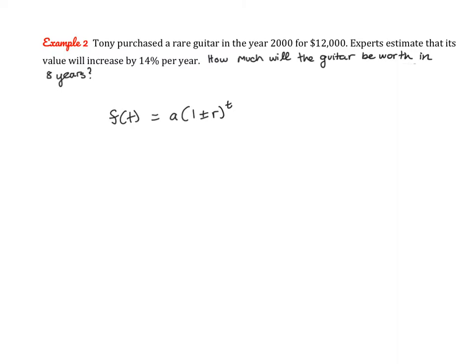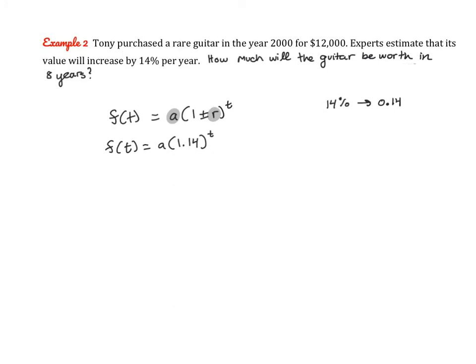So first we need to start by making the model. To make the model, we need to find the a and the r value. The r value we are given, it's right here, it's 14%, but we need to make sure to write it as a decimal. So remember, 14% as a decimal is 0.14. You move your decimal point over 2 spaces to the left. Since it's increasing, we're going to do 1 plus 0.14. So that gives us f of t equals a times 1.14 to the power of t.